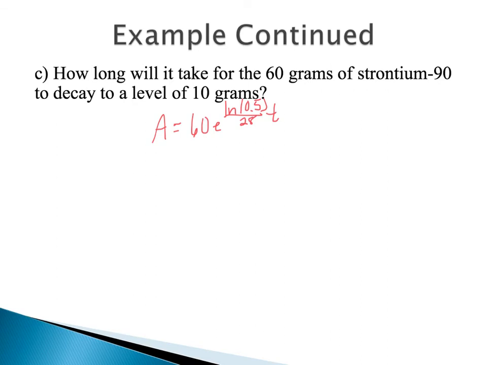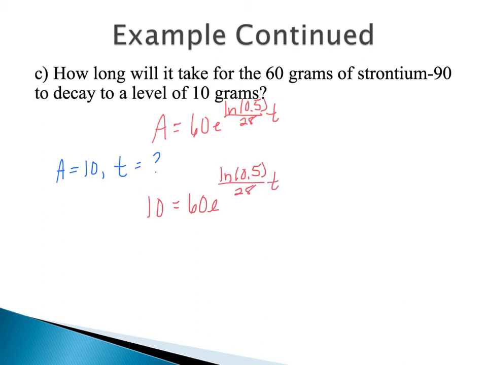As I was just saying on the previous slides, now that we have our exponential decay model for strontium-90, we can figure out how long it will take for that 60 grams to decay to a level of 10 grams. So what we have here then is that we have the amount, that's our A. So we have that A is equal to 10, and we're trying to figure out how long, which means we're trying to figure out what t is. So I'm just going to substitute into this equation, and then we're going to solve for t. So A is 10 equals 60 e to the natural log of 0.5 over 28, times t.